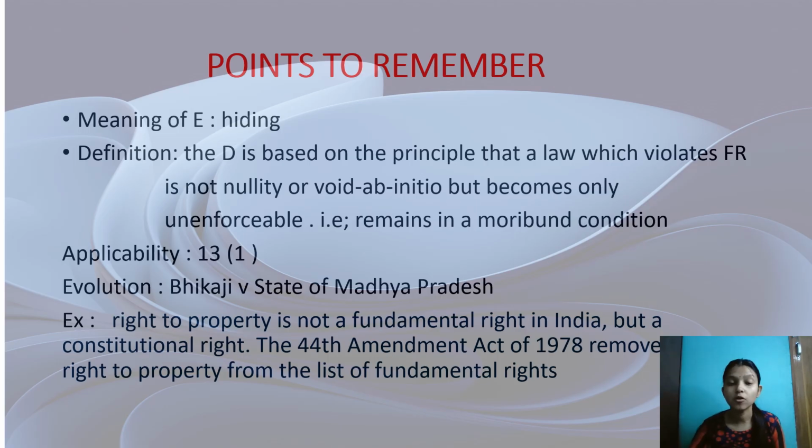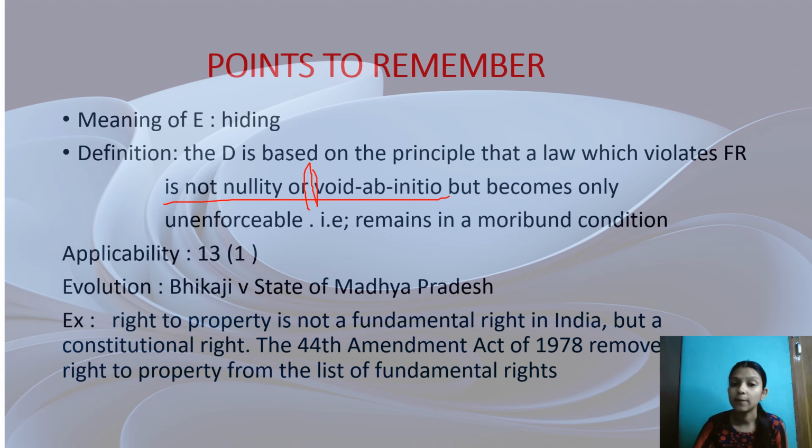So the doctrine of eclipse, or the eclipse, in its literal meaning is to hide or to conceal. And in the context of law, the doctrine is based on the principle that a law which violates fundamental rights is not a nullity or void ab initio but becomes only unenforceable, that is, it remains in a moribund condition. So the law which violates a fundamental right is not void from the beginning of the law itself.